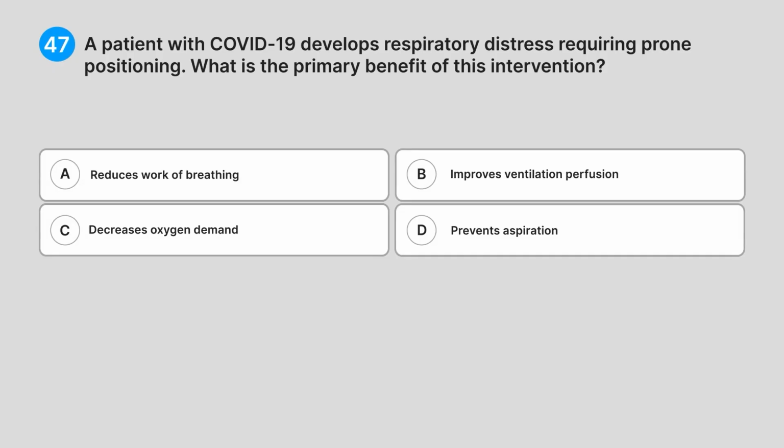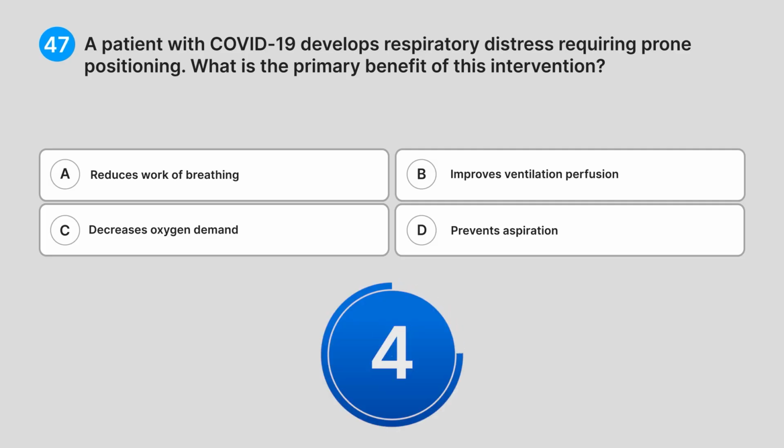47. A patient with COVID-19 develops respiratory distress requiring prone positioning. What is the primary benefit of this intervention? A. Reduces work of breathing. B. Improves ventilation perfusion. C. Decreases oxygen demand. D. Prevents aspiration. Can you guess the answer?